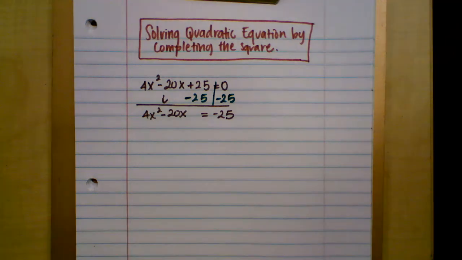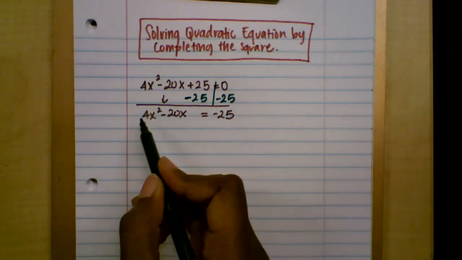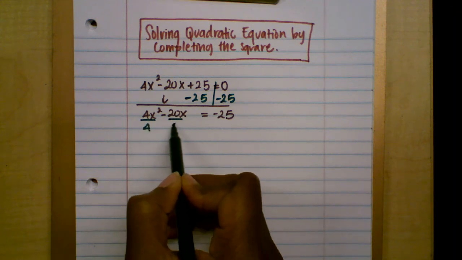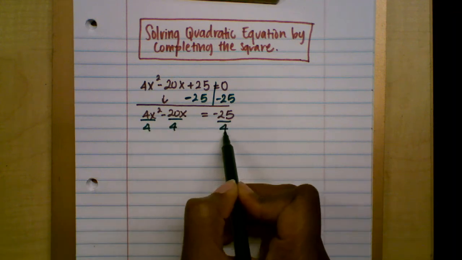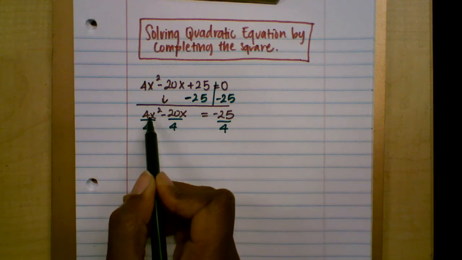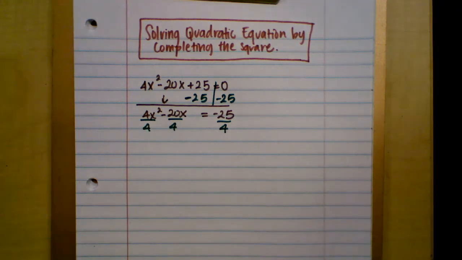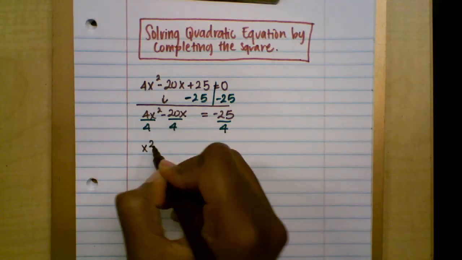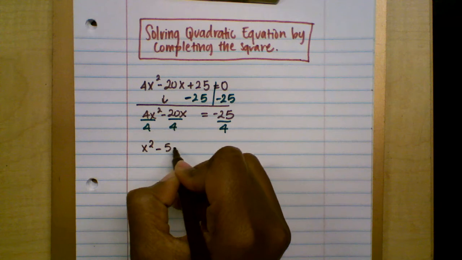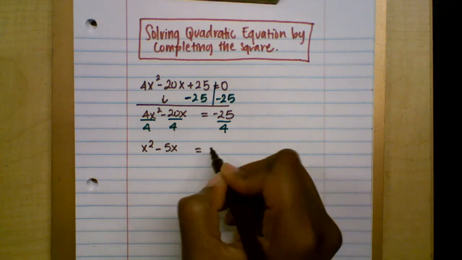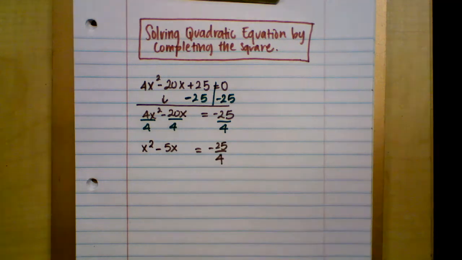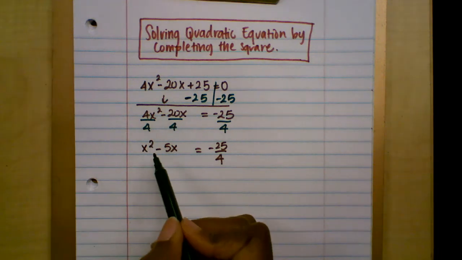So to make a be 1, I have to divide both sides by 4. Why? Because I need the coefficient of x squared to be 1, so I can complete the square. Otherwise, you cannot do that. So you end up with x squared minus 5x equal to negative 25 over 4.